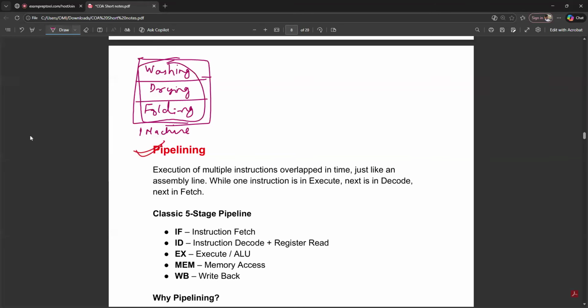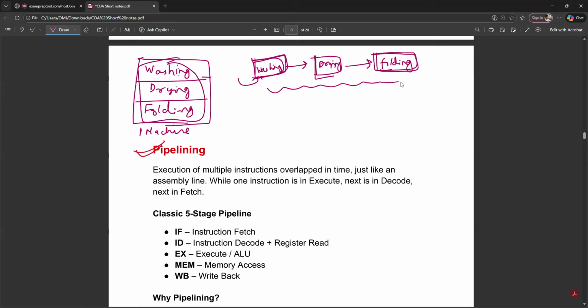But if you pipeline it, let's say you have divided this task. This is the washing machine, and then this is the drying machine, and you have separated these three particular tasks to three different machines, and this is the folding machine. So whichever clothes have been washed go to the dryer. But now washing is free, so you can put more clothes into the washing machine while other clothes are in drying, other clothes are in folding.